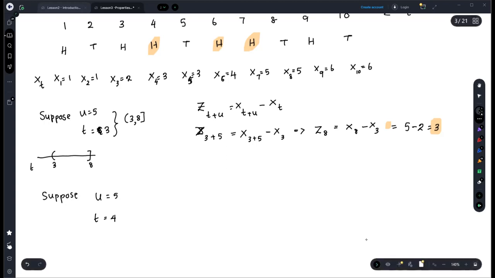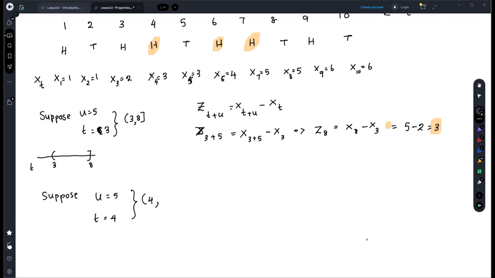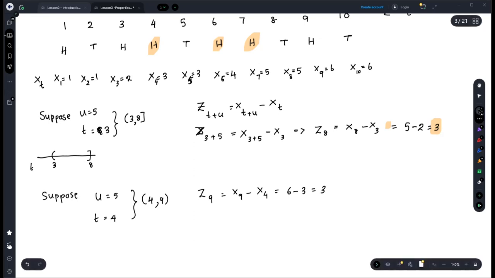Again 3, let's see. So this will be within the interval from 4 to 4 plus 5, which is 9. So you have Z9 equals X9 minus X4. X9 is 6, X4 is 3, 6 minus 3. Again, it is 3. Yes.